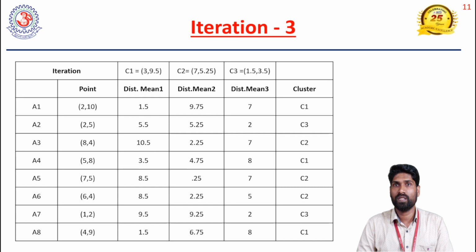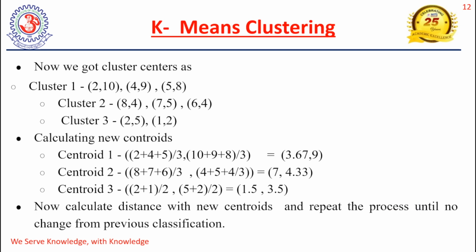So you can see the rightmost column: 3 C1s are there, 2 C3s are there, and 3 C2s are there. So 3 C1, 3 C2, and 2 C3 points. Total 8 points are clustered in that way. So you can again calculate the centroids. As I told, if you want to repeat, you can repeat and check it. Now I am stopping after this third iteration.